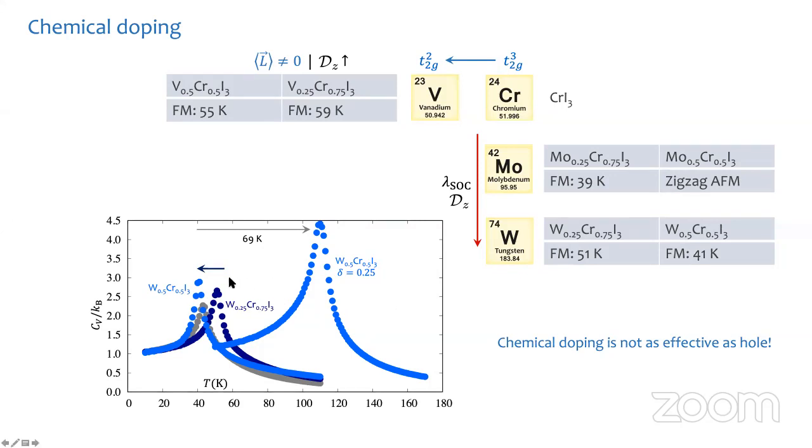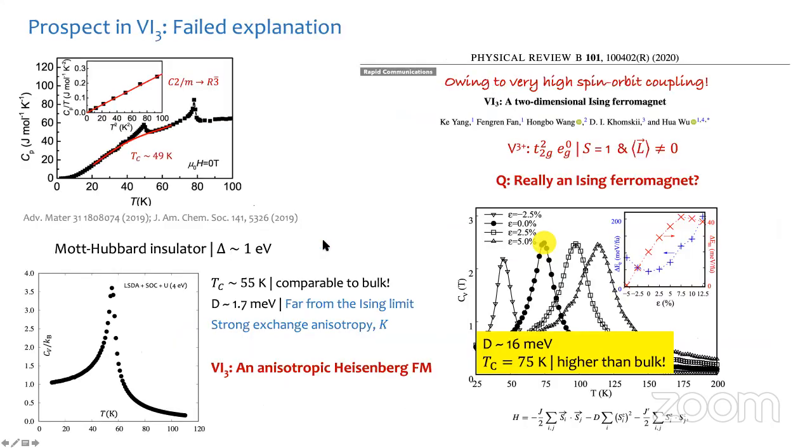So we have also seen that once we dope hole into this W-doped CrI3, that also doesn't help much, as it was rather helping in the pristine CrI3 case. I'd also briefly mention that when you are looking into chemically doped CrI3, one limit would be VI3. And there has been a recent experiment where they see a magnetic transition at around 50 Kelvin.